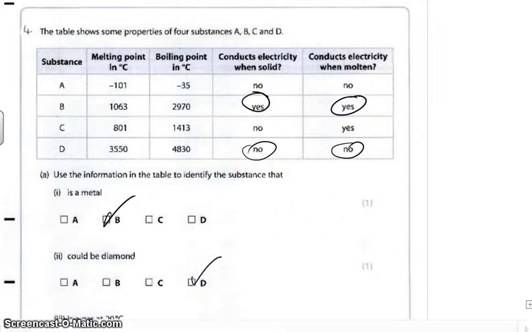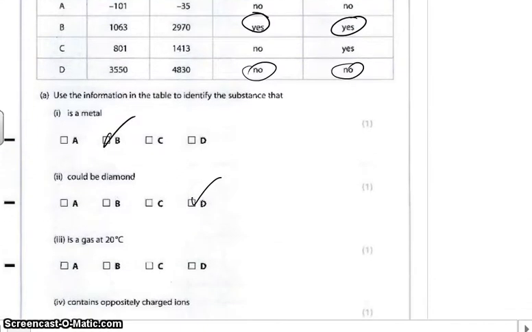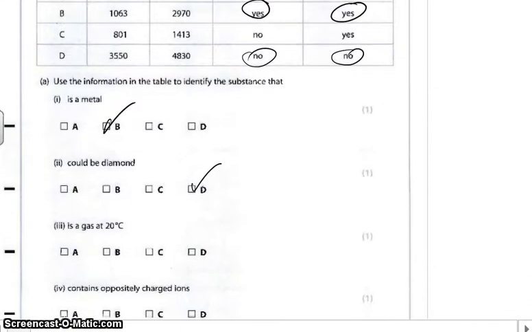Okay, the next question is, what is a gas at 20 degrees Celsius? So if it turns into a gas at minus 35, it will be a gas at 20 degrees Celsius. So we're going to go with substance A here.